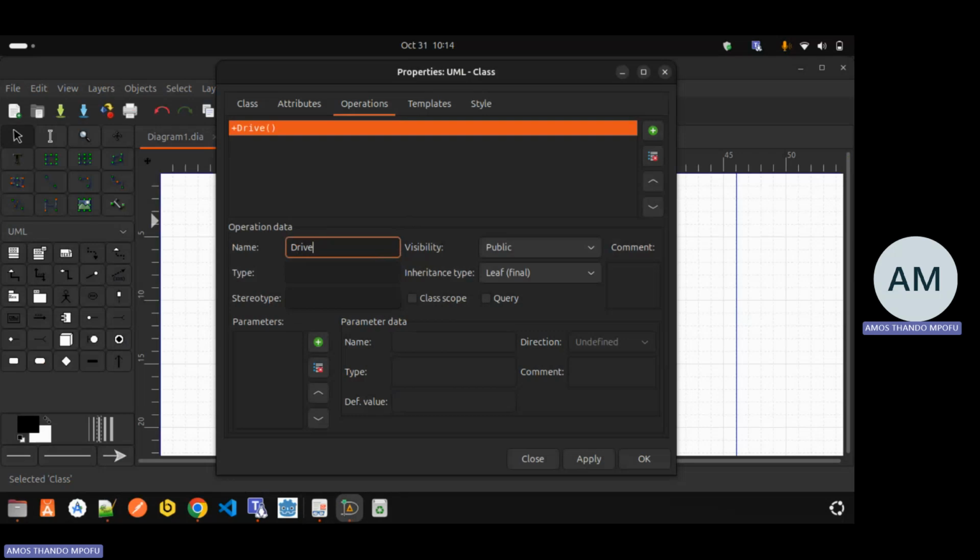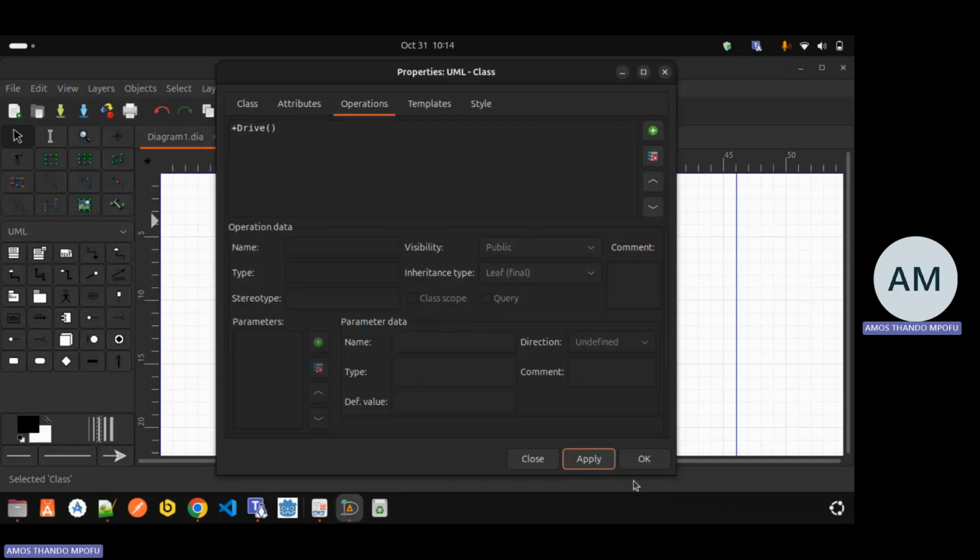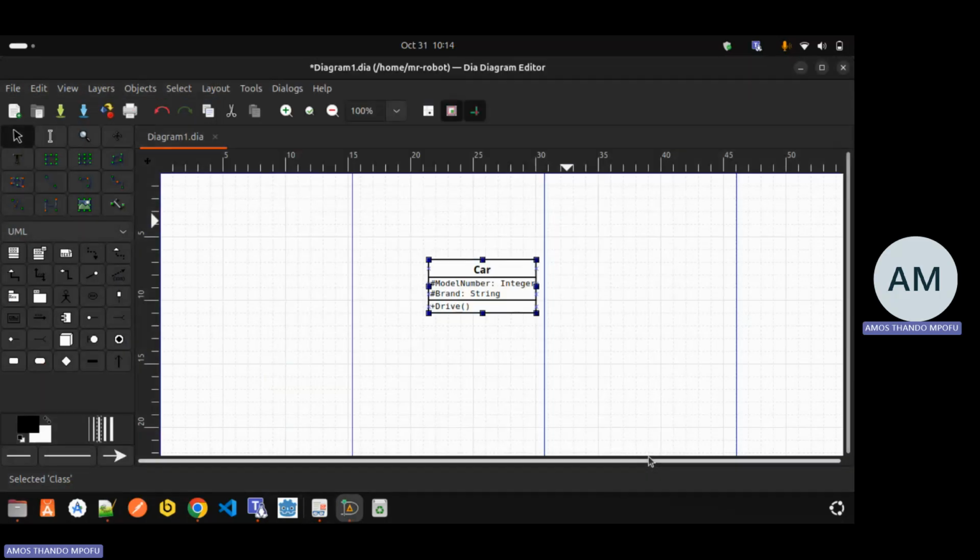Remember with functions, or methods, we use a verb to name those methods because it represents an action or a thing that the object can do to itself. So I'm gonna choose drive because a car can drive, right? You can drive a car, so the car can move. And then I'm done, and then apply, and then okay, and there it is.